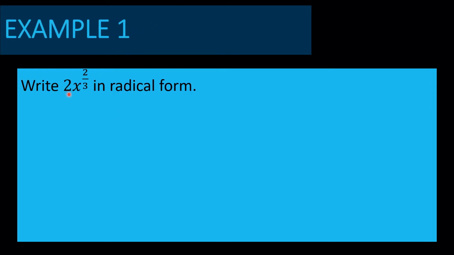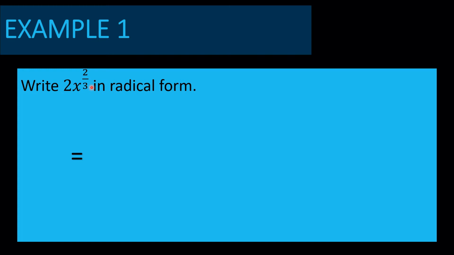Write 2x to the power of 2/3 in radical form. So before you start, you analyze the given. 2x to the power of 2/3. It is very clear that the power 2/3 is just for x. That's very important because if we want to transform from exponential to radical, we should know what factor has a rational exponent. So in this case, only x has a rational exponent. So meaning x to the power of 2/3 is our only problem. We want to transform that into radical.